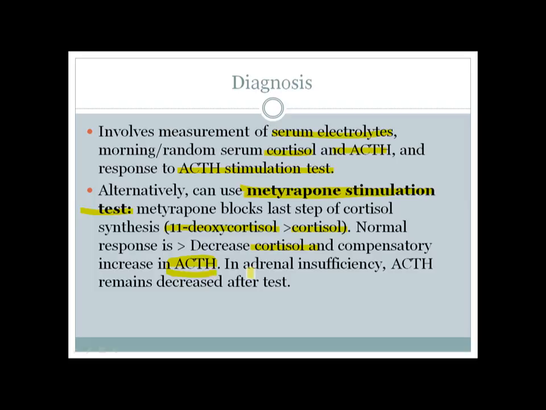So in case of adrenal insufficiency, the ACTH remains decreased after the test, because you cannot decrease the cortisol further because it is already decreased. That's why ACTH remains decreased or low.